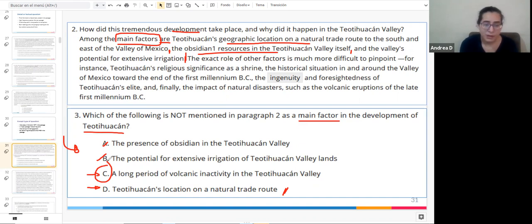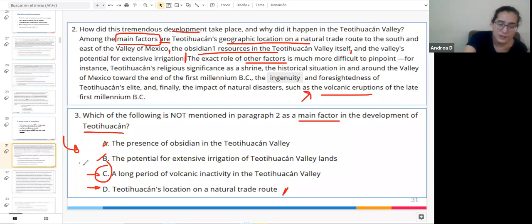Now, some people may get tricked because they're going to be looking at what you have next. So the exact role of other factors, and then you have a lot of other things like Teotihuacan's religious significance, the generating fortunes of the elite, natural disasters, the volcanic eruption. So they may think, all right, but they're actually mentioning something about a volcano here. So couldn't it be C? I think we could actually eliminate that one as well, right?